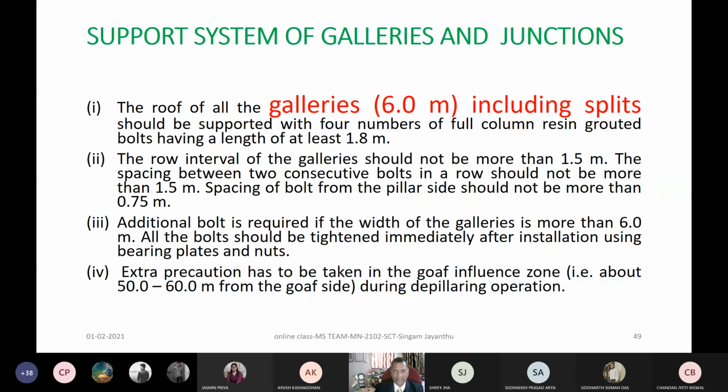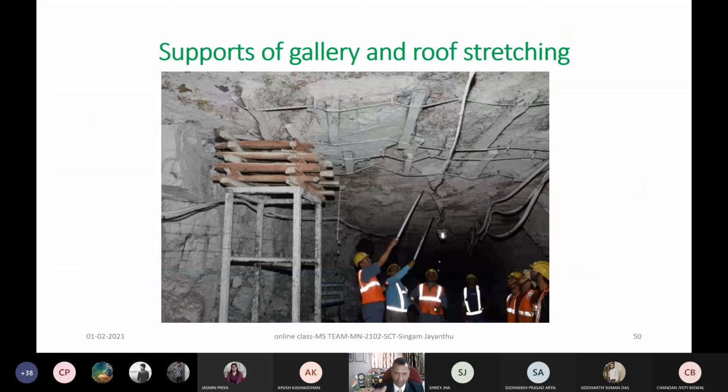Now, that is the reason why extra precautions have to be taken in the gulf influence zone, which may be 50 to 60 meters from the gulf side, as was observed. Of course, that all depends on the observations. Depending on your interest, I will take you through all the A to Z data of that mine, right? Every piece of information is with us as investigators. Now you will see the conditions, how it appears.